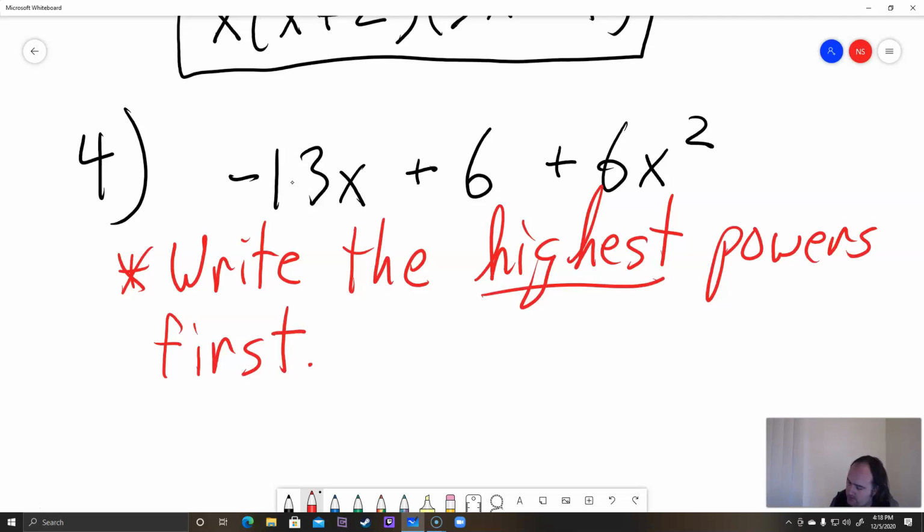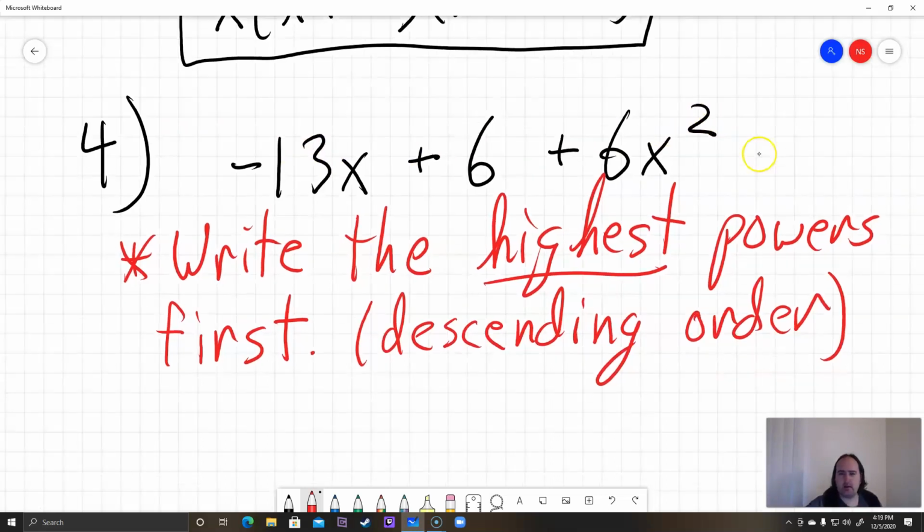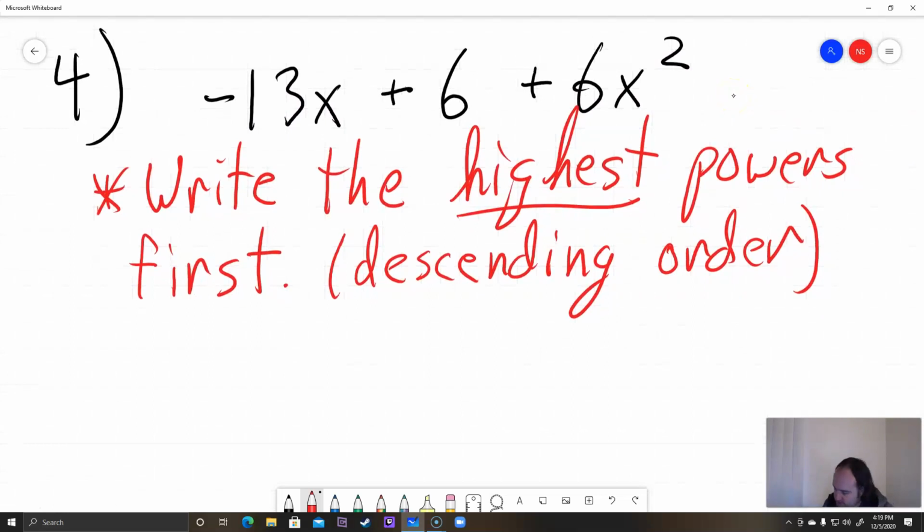Okay? And that's the same as descending order. Some people know this term. Descending order just means you write the highest powers first. So what's the highest power that we have here? Well, the highest power would be x squared. So we have to write that one first.